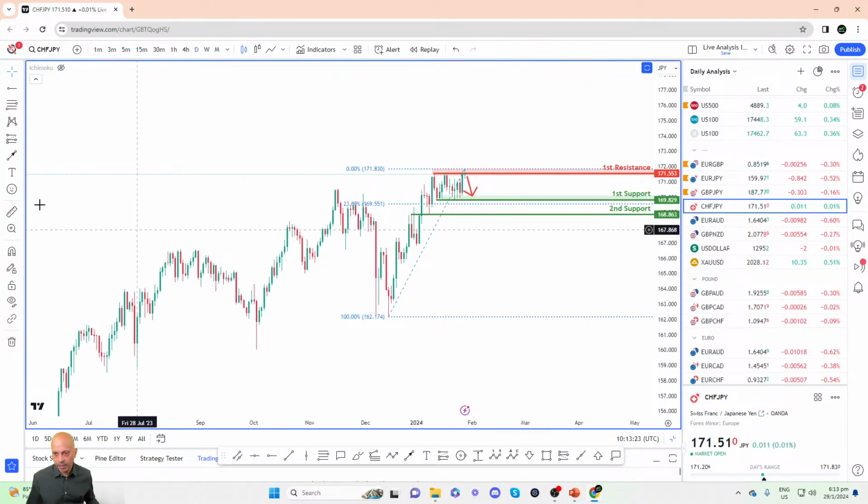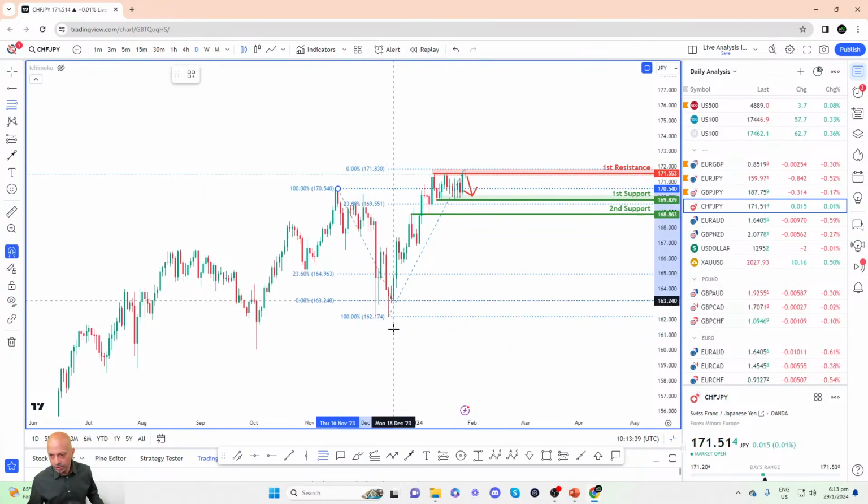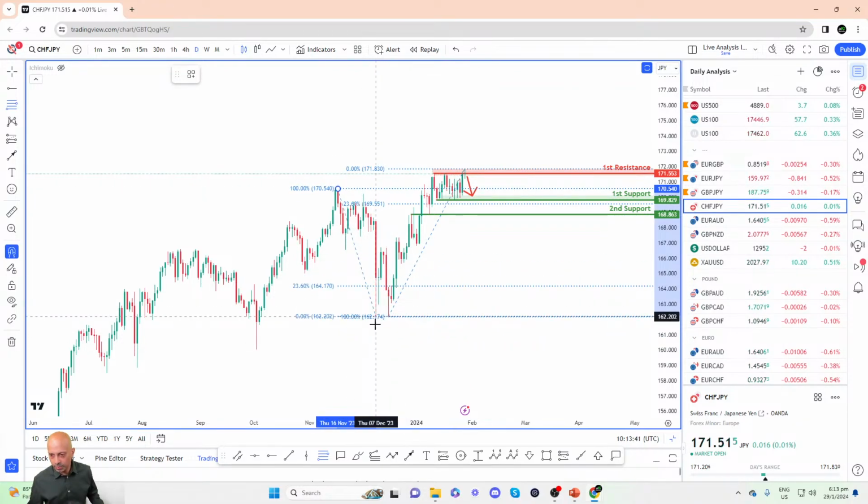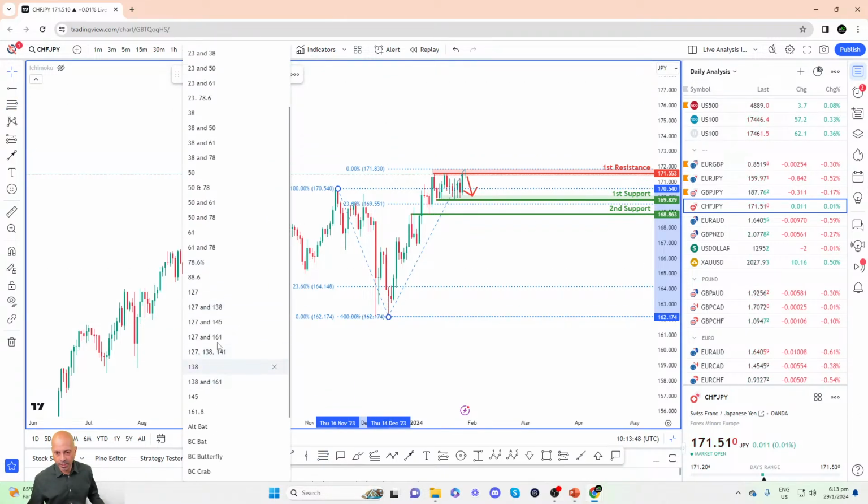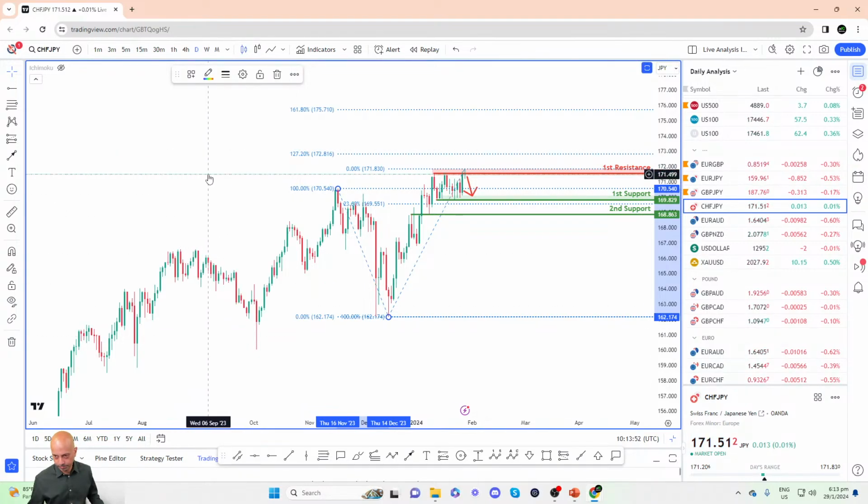I think we can try and use a Fibonacci extension to help us identify this second resistance level. To identify extension levels, we're going to use the Fibonacci retracement tool. So we're going to start this retracement from here, 16th of November, going down to this low, which is the absolute low, to 14th of December. The key extension levels are at 127 and 161%, so let's bring those up.